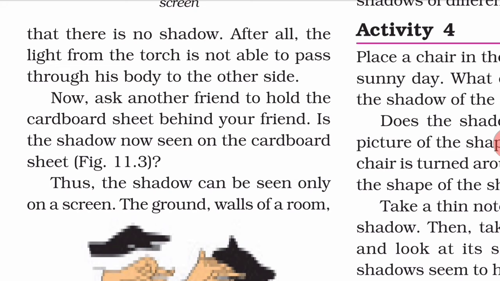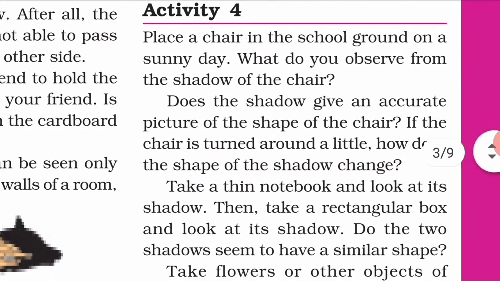Now I will tell you one more thing. If I place a chair on the ground on a sunny day and observe the shadow, and then turn it a bit and see the shadow, you will find a difference in it. That means the shadow is not exactly of the same size and shape as the object. It might change, depending on where the source of light is coming from.